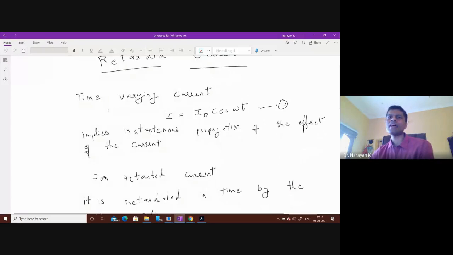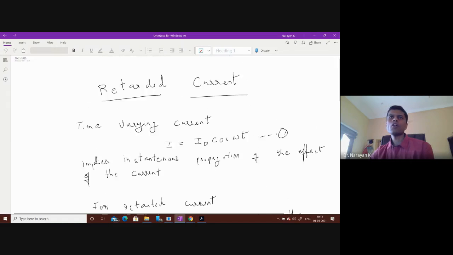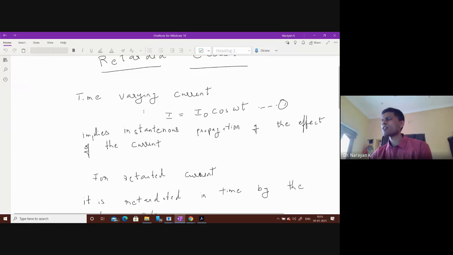Retarded current in the last class. This is part B of your module 4. In part A of module 4, we have done point sources, arrays of point sources, radiation pattern of 2 point sources and n point sources, maxima, minima, and radiation pattern plotting. Part B covers the derivation of the short electric dipole, and the first concept is retarded current.